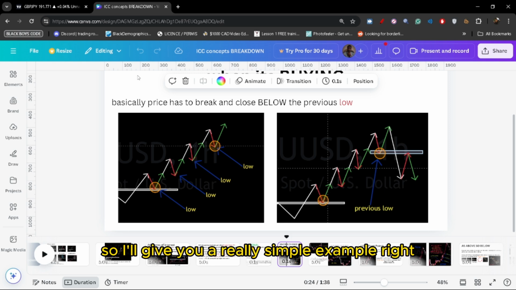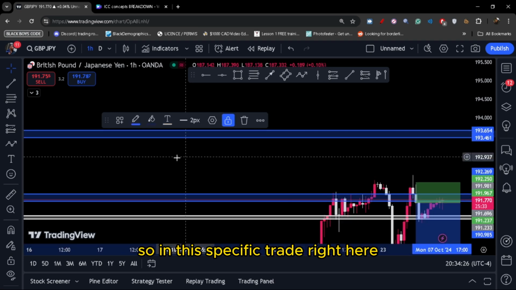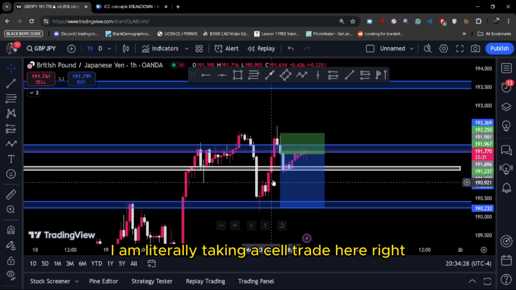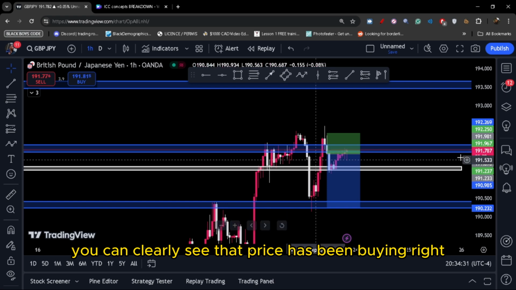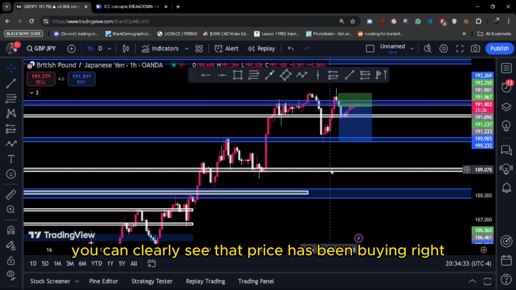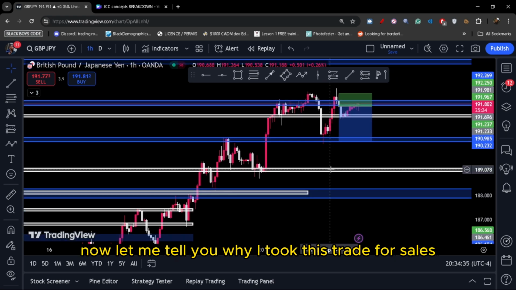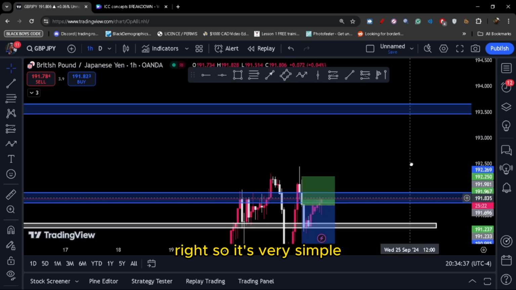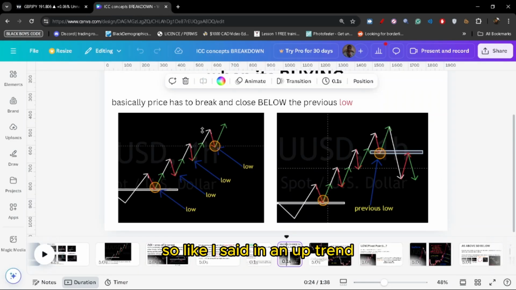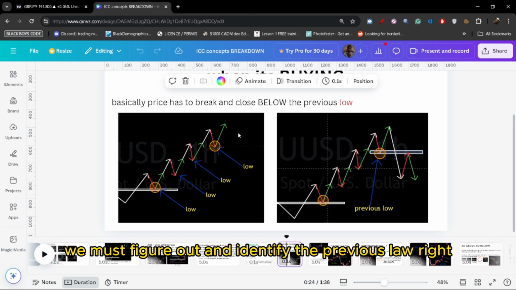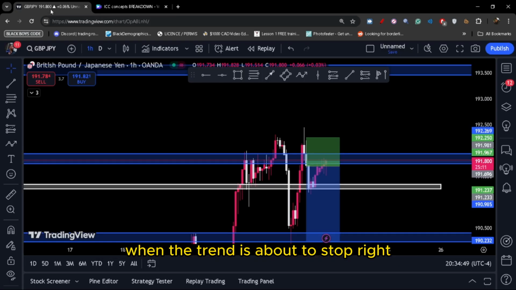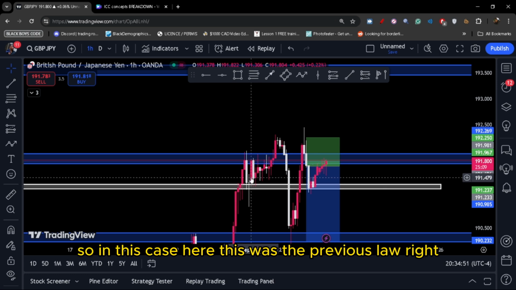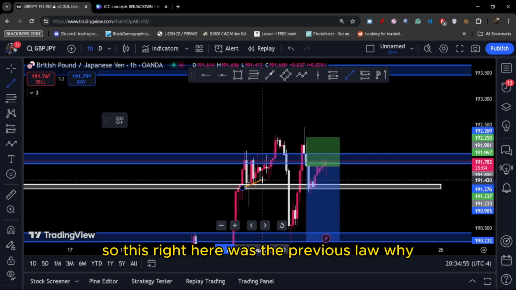So I'll give you a really simple example. In this specific trade right here, I am taking a sell trade. You can clearly see that price has been buying. Now, let me tell you why I took this trade for sells. It's very simple. The first reason is this. Like I said, in an uptrend, we must identify the previous low, because the previous low is going to help us know when the trend is about to stop. So in this case, this right here was the previous low.